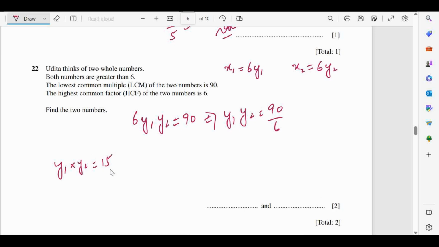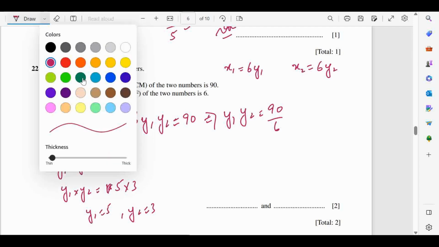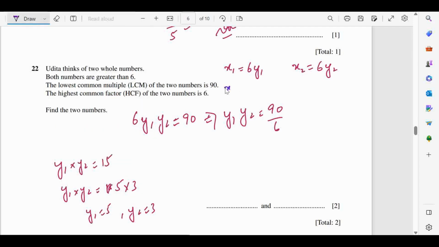Now we need to find the factors of 15. The factors of 15 will be 5 into 3. So it means that y1 will be equal to 5 and y2 will be equal to 3. So from here we can conclude that x1 will be equal to 6 into 3 and x2 will be equal to 6 into 5. So the first value will be 18 and the other value will be 30. So the two whole numbers are 18 and 30.